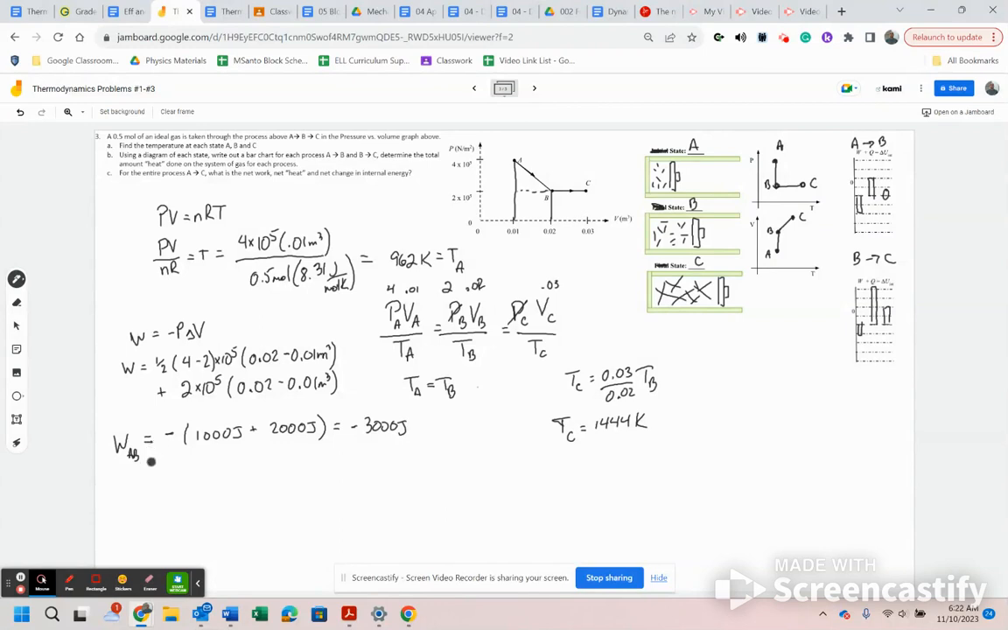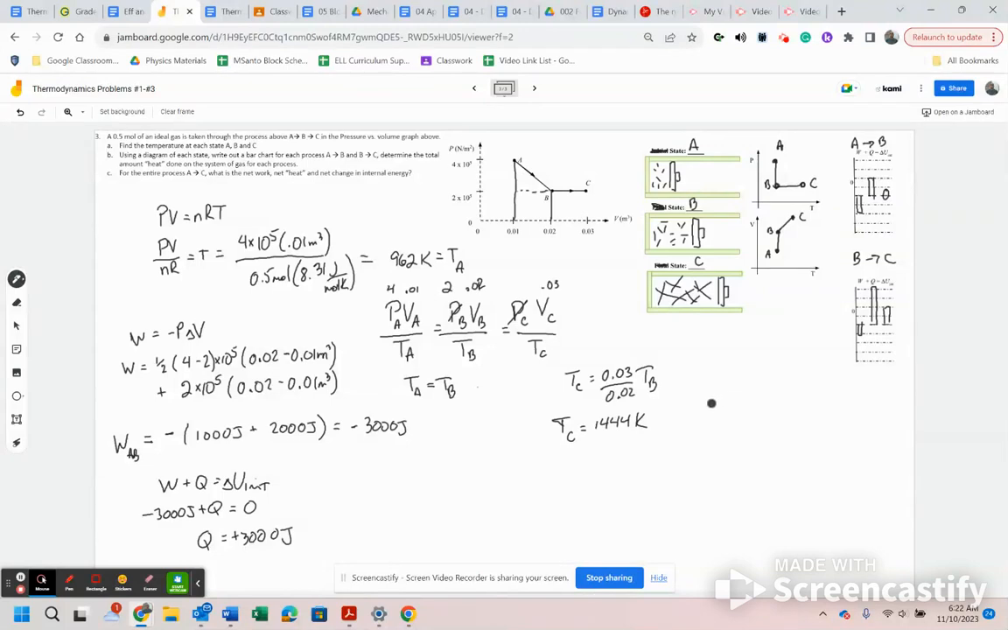Okay. Now, since there's no change in temperature, we know that work plus Q equals change in internal energy. So we're going to have negative 3,000 joules plus Q equal to 0, or Q will equal positive 3,000 joules. So as it expands and the pressure drops, it has to undergo the heating process to maintain the same temperature.